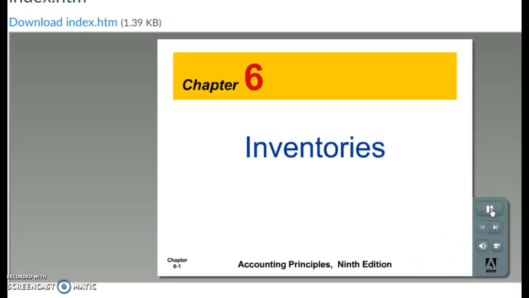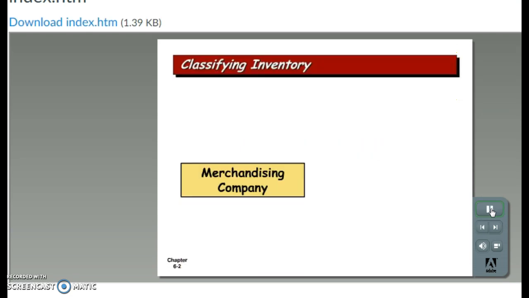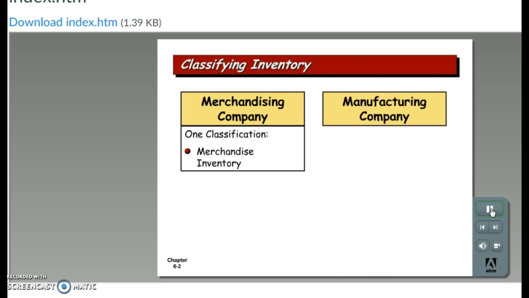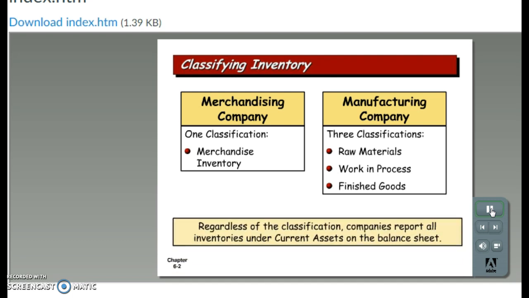Chapter 6, Inventories. Merchandising companies that buy the inventory ready to sell have one classification of inventory titled merchandise inventory. Manufacturing companies have three classifications of inventory: raw materials, work in process that consists of partially completed products, and finished goods that are ready to be sold to the customers. All inventories are reported under the current assets section of the balance sheet.